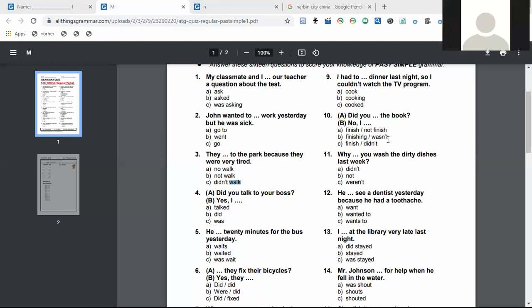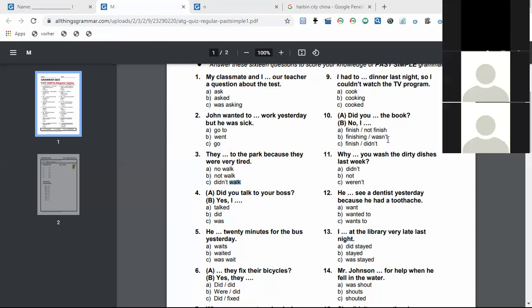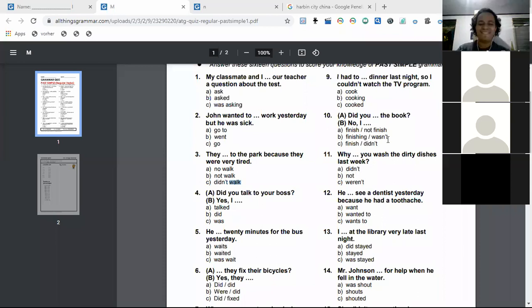Because if the sentence starts with did, the answer is the same also, right? Did. The answer is did. Wow. Good, great. You guys are studying a lot from the mistakes. That's what I like. Very good.